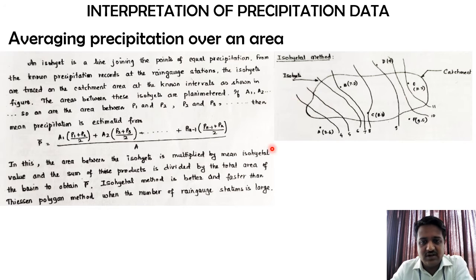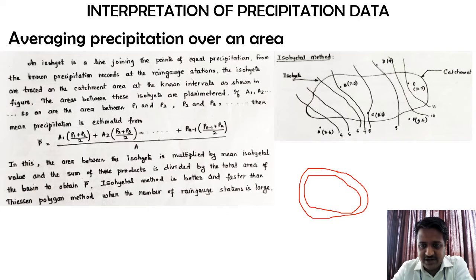Okay, as we have seen with respect to contours, contours are nothing but the imaginary lines that join the points of equal RL. This is what you have studied in your survey, right? Whereas these isohyets are the imaginary lines that join the points of equal rainfall precipitation. So instead of RL, if the line is joining the points of equal precipitation, we are going to call that an isohyet.